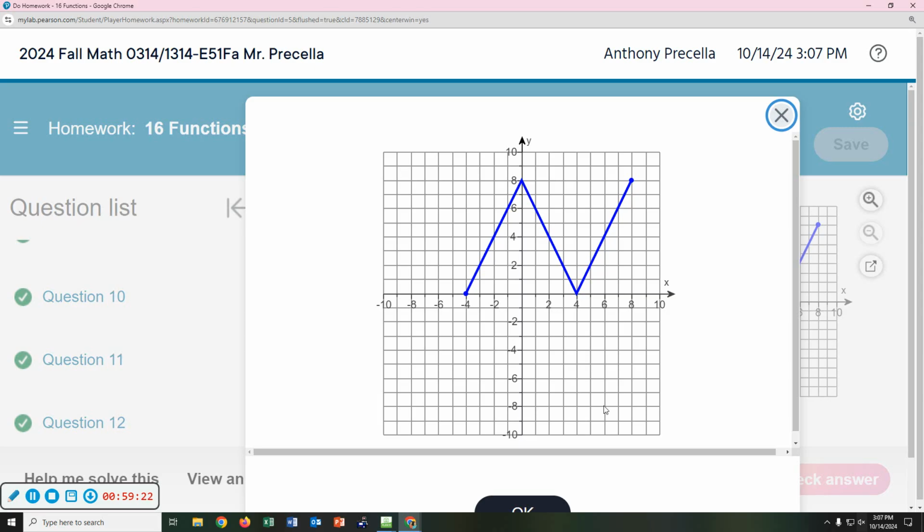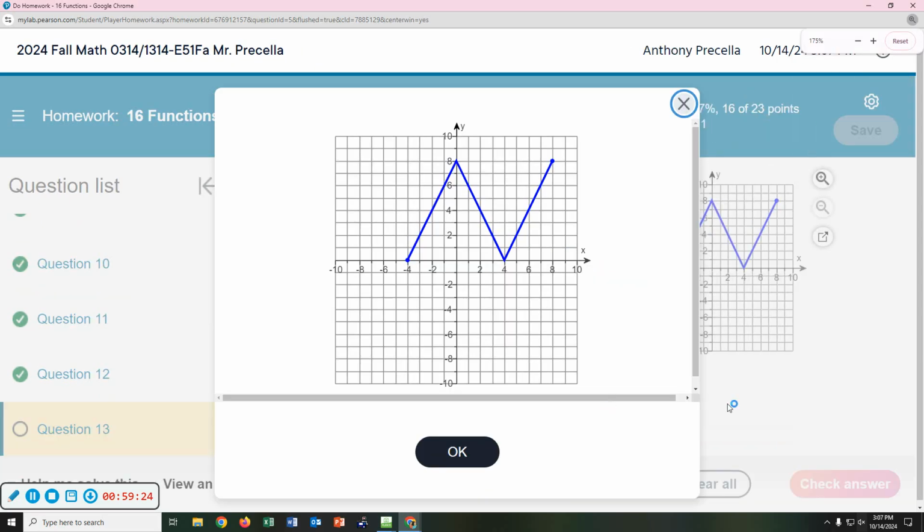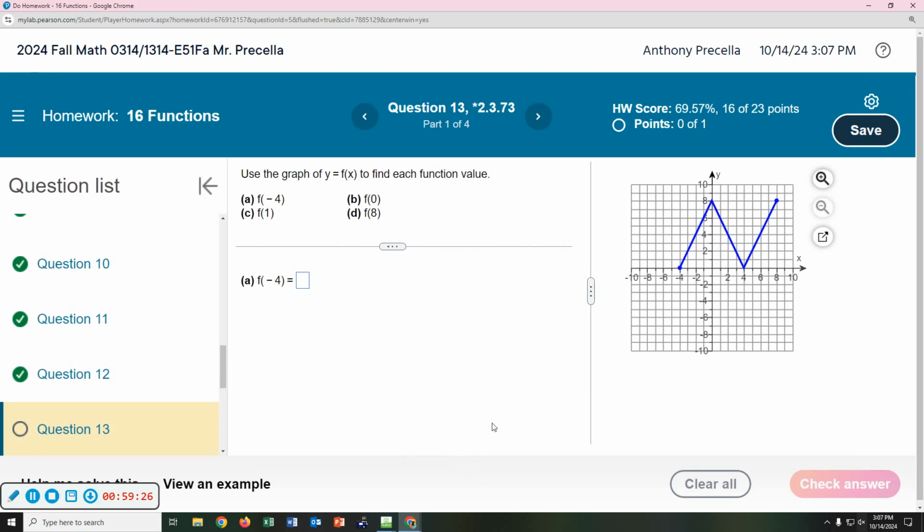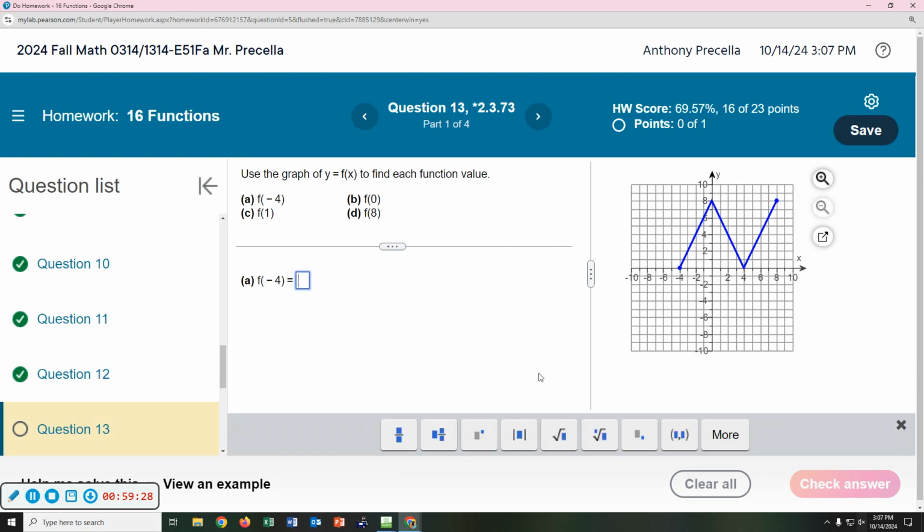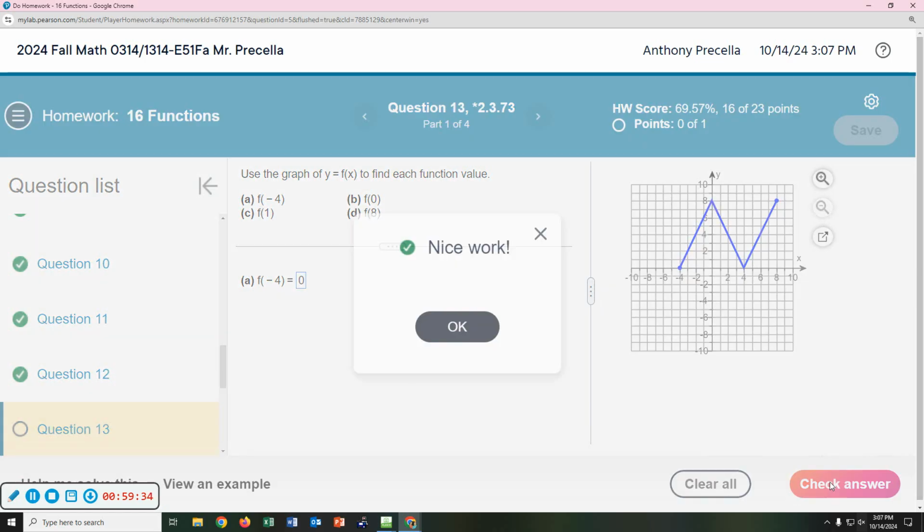But we know how to handle it. If they gave us a set of ordered pairs, it'd be like number 12. If they gave us an equation, it'd be like numbers 7 through 11. And I tried to type that answer.